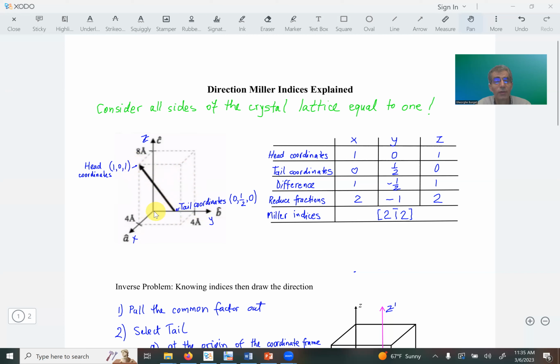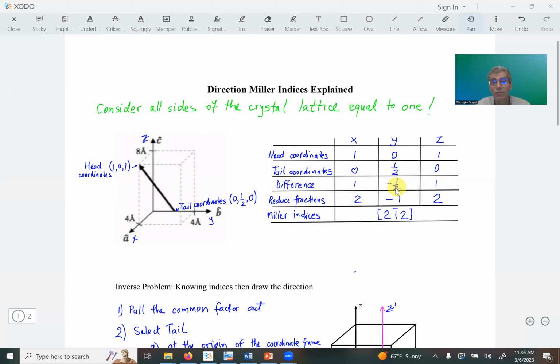For the tail, we don't move along the x-axis to get to the tail, and we also don't move along the z-axis to get to the tail. We only move 1/2 in this direction to get to the tail. So those are the coordinates 0, 1/2, and 0. And in our table, the next step is to subtract the tail coordinates from the head coordinates, and we get these values.